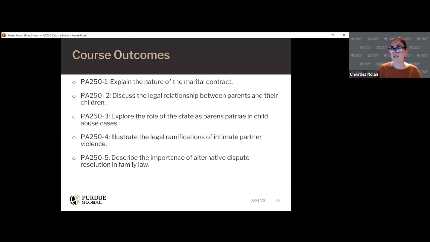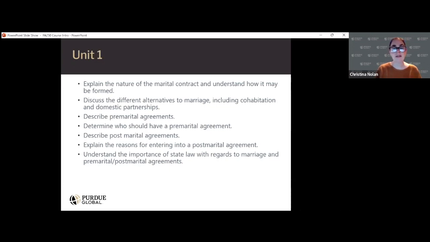Here are some of the course outcomes. As you can see, there are 5. This is a 5-credit course. These are the things that you will, after completing this course, be very strong in, and you will be able to take away skills under these outcomes. So let's take a look at the different units.